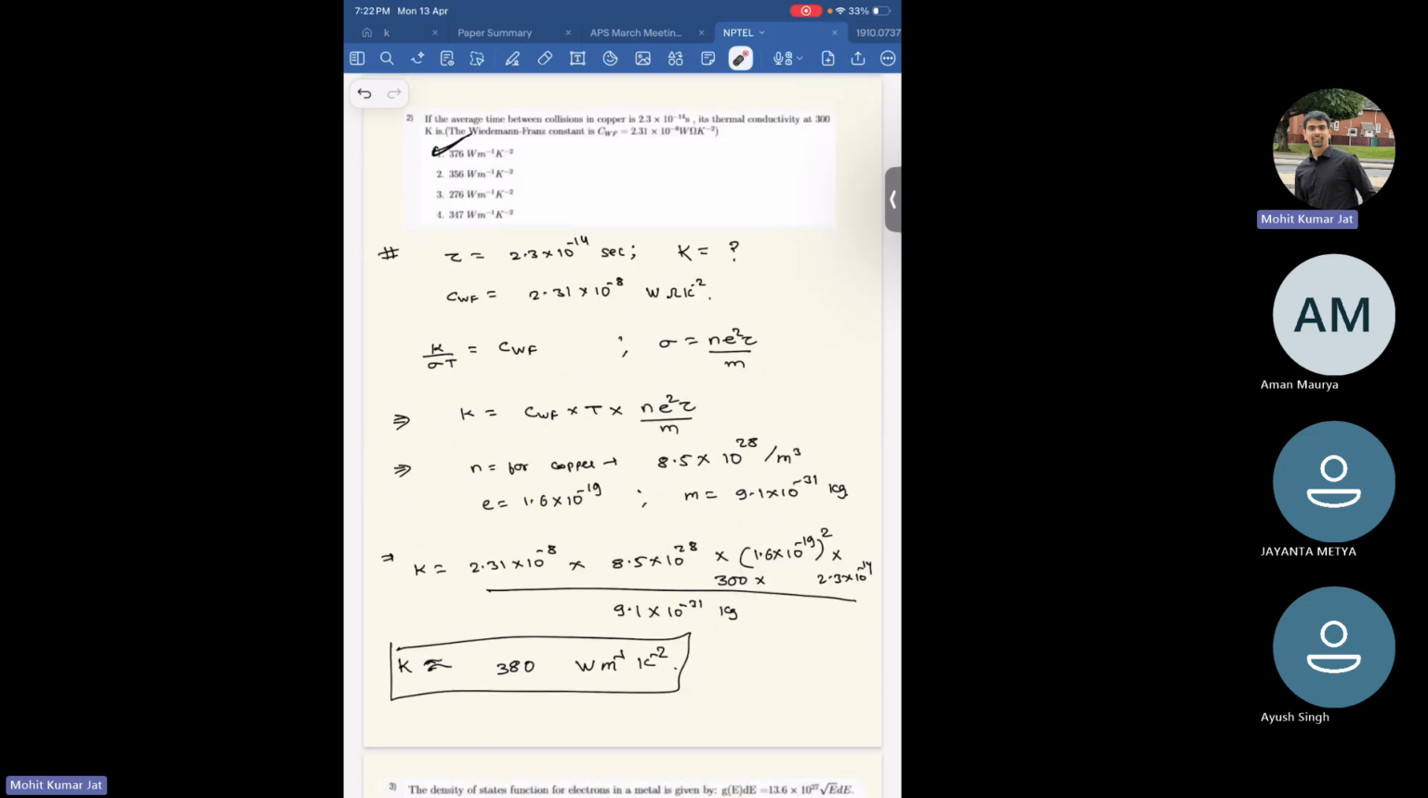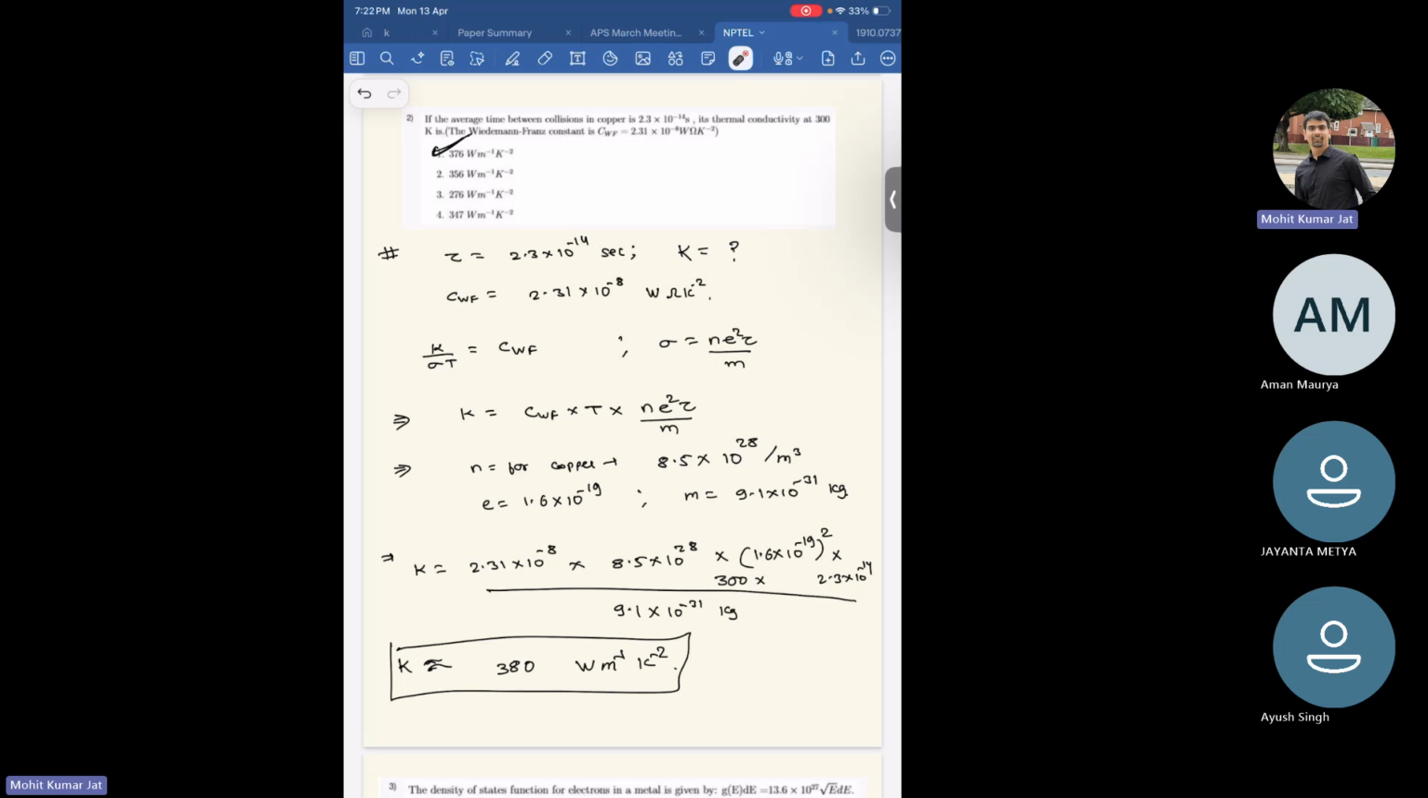Next question is, if the average time between collisions in copper, tau, is given, thermal conductivity at 300 Kelvin is asked. And the Wiedemann-Franz constant is given. So, Wiedemann-Franz law tells us that K, thermal conductivity, divided by electrical conductivity and temperature T, is equal to a constant. And that constant is the Wiedemann-Franz constant, basically CWF.